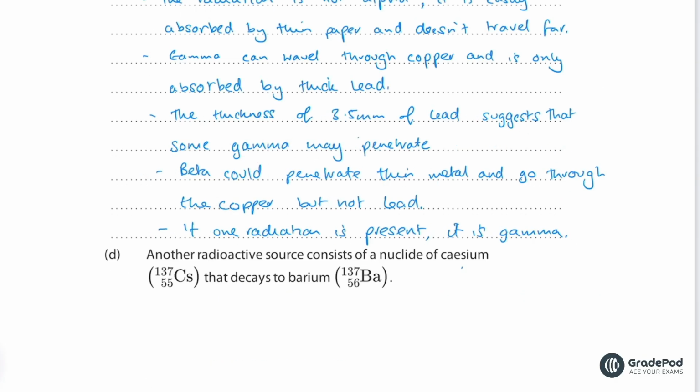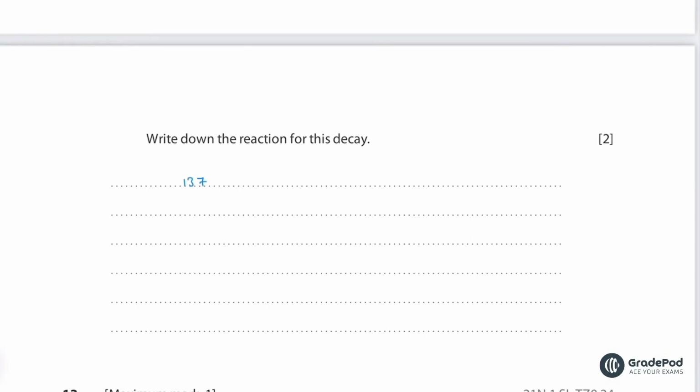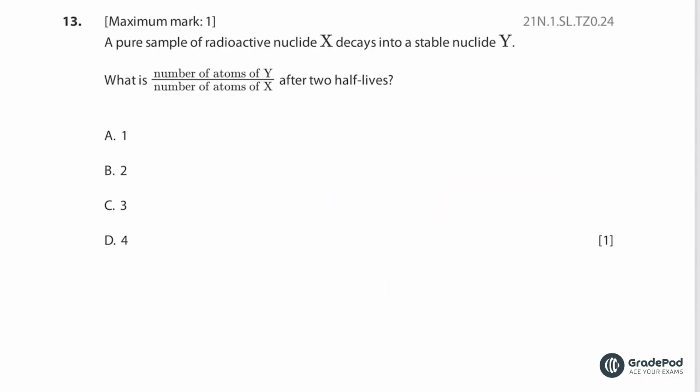D. Another radioactive source consists of a nuclide of cesium that decays to barium. Write down the reaction for this decay. Cesium decays to barium, so 137/55 cesium goes to 137/56 barium. To make the proton numbers add up on each side, we need to have a -1 here, which tells us it's an electron, which tells us it's beta minus decay, which means we need to have that anti-neutrino on the end.